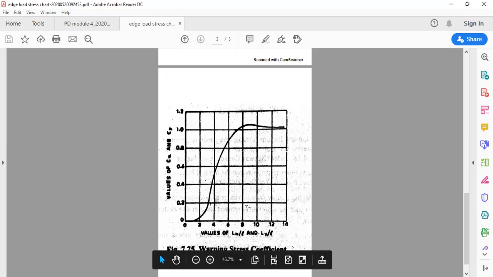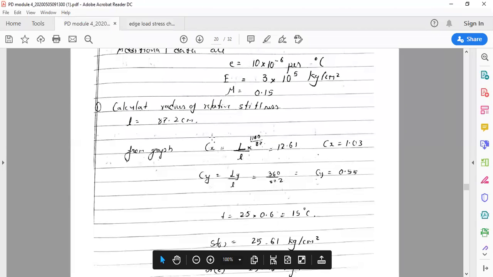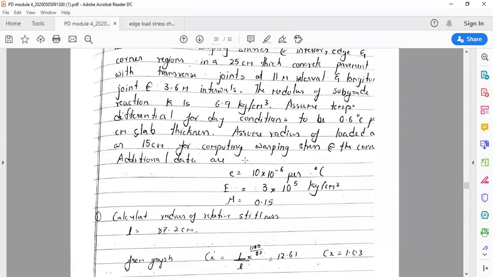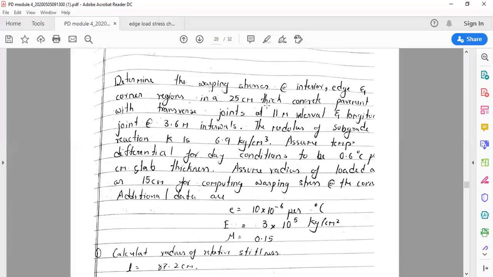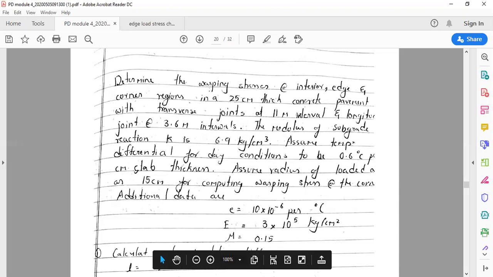So I'll just refer in this problem what we have found out. Cx is equal to Lx by L. In the data you can see concrete pavement with transverse joints at 11-meter interval. So your Lx is represented by 11 meters, wherein one joint and the next joint are at a distance of 11 meters. So we need to understand Lx will be 11 meters.